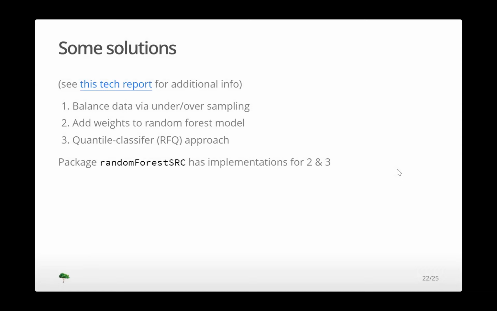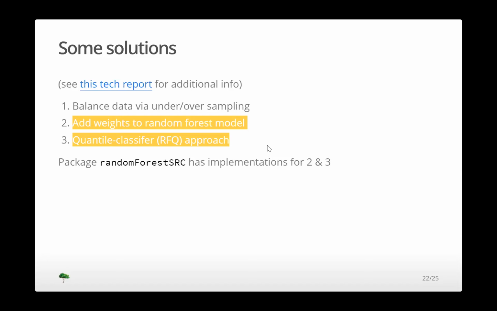If you know what percentage of your population you expect to fall into one class or the other, you can add weights. And you can also try a quantile classifier approach. This is a more modern approach, I believe, and there's a package called randomForestSRC, which can implement both of these two. So you can try them out and see what works better.